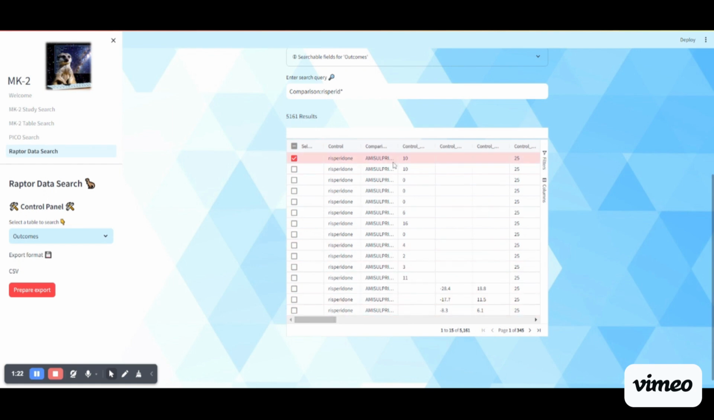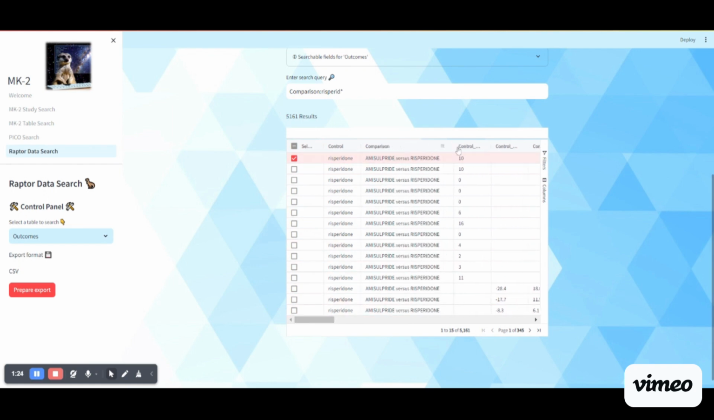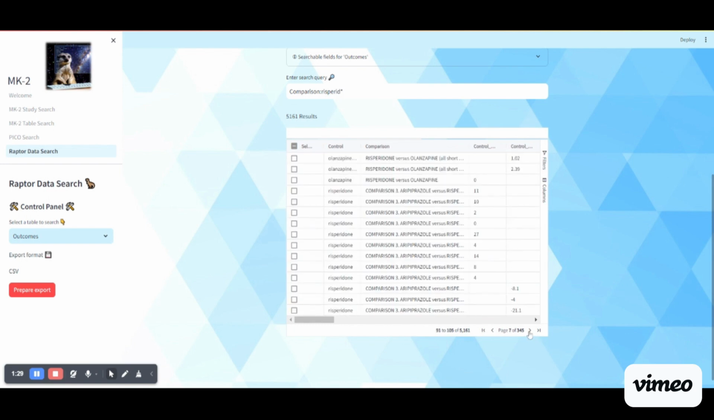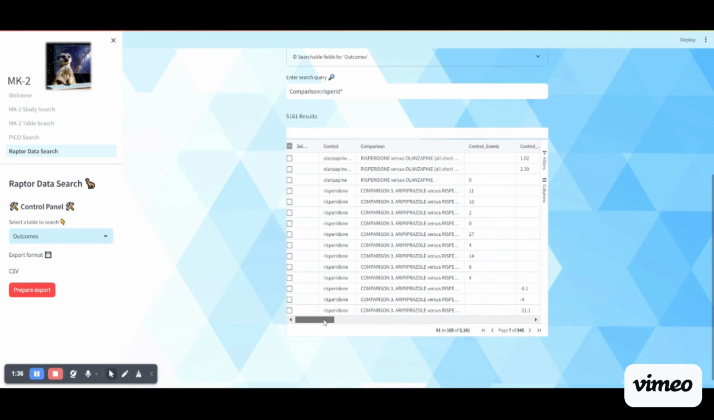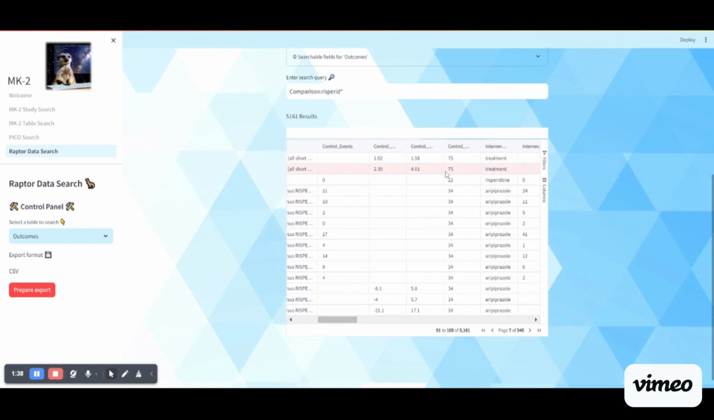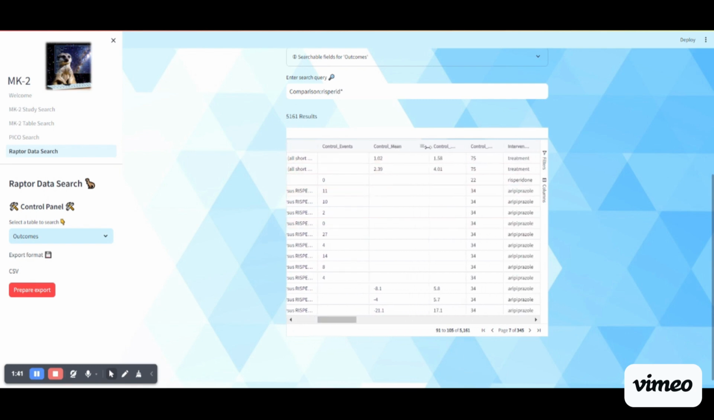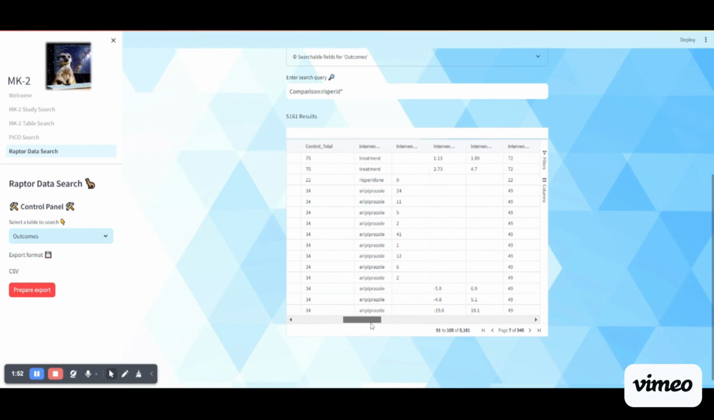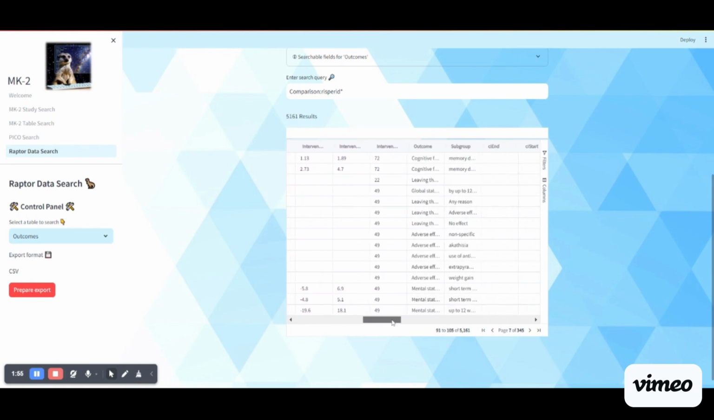So you can see here the comparison names. And you can see the control group name. And now for dichotomous outcomes, you will have control events, and for continuous outcomes, you will have the means and the standard deviation. And then there are also the total amount of people in this group. And then there is the same, of course, for the intervention.